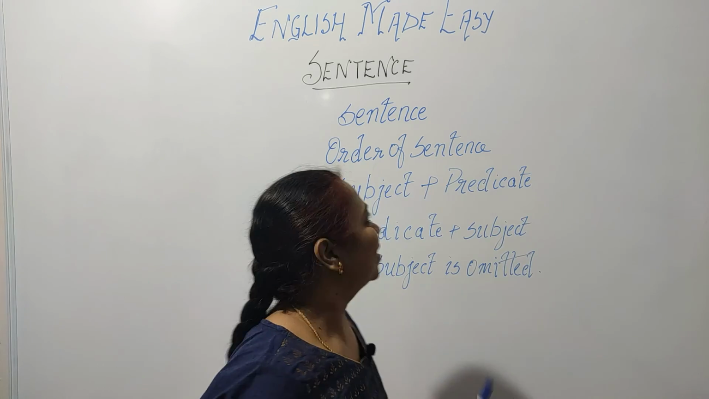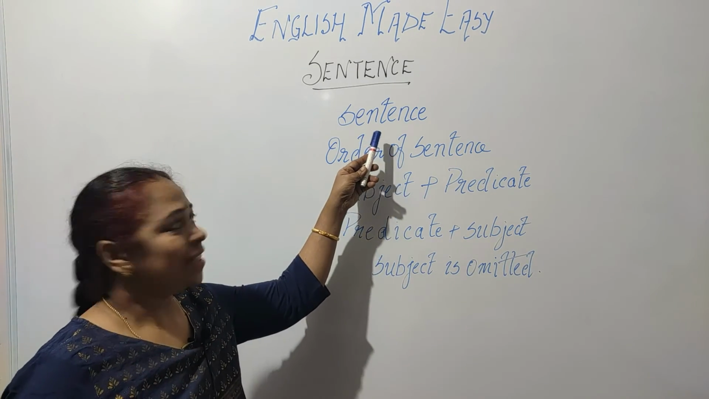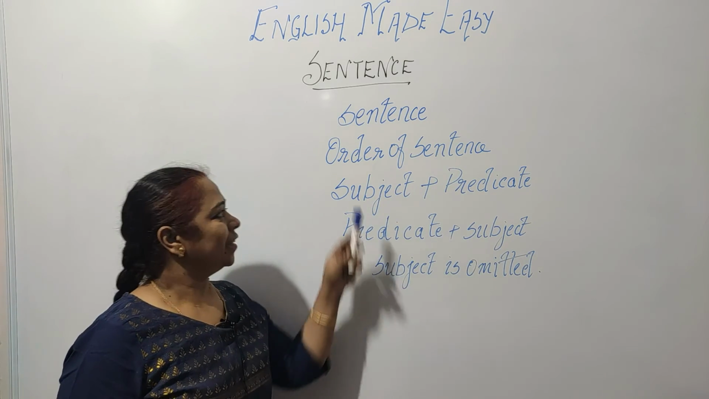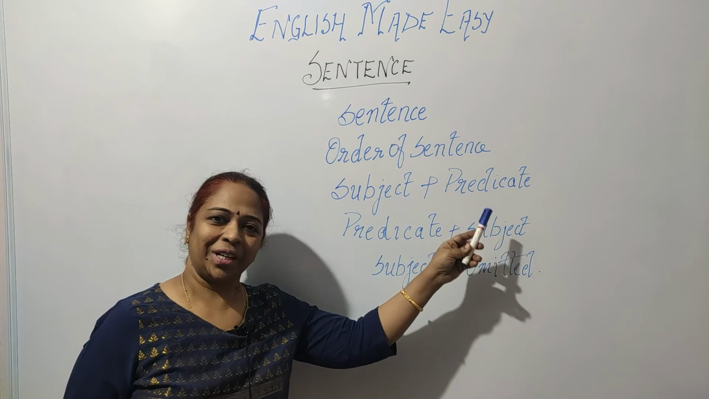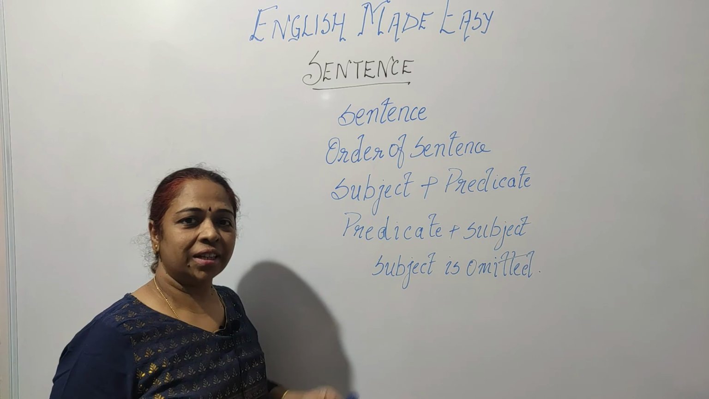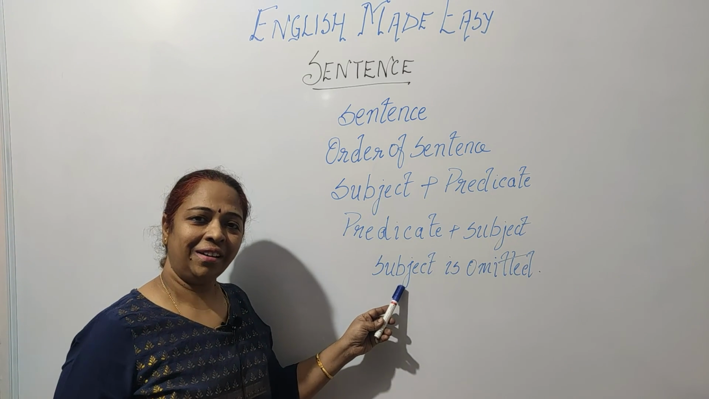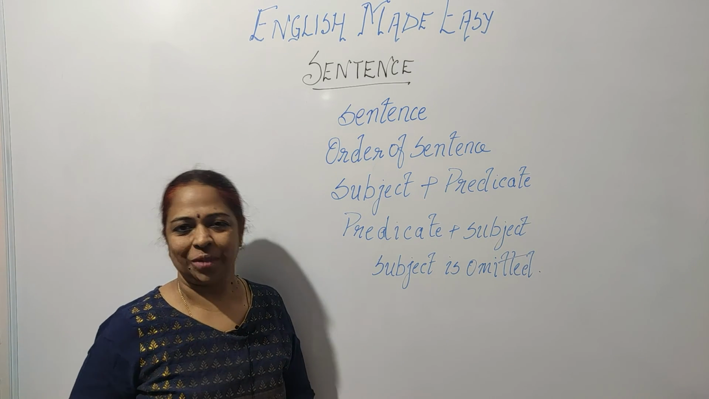Let us summarize. Today's video we saw about sentence, the order of sentence, that is a subject and predicate. We also saw where the predicate comes before the subject, and then we saw where subject is completely omitted.